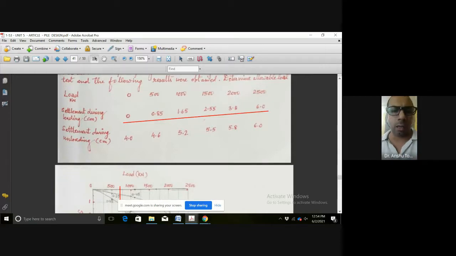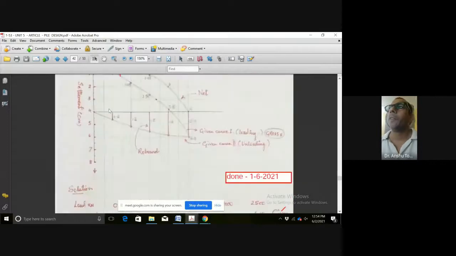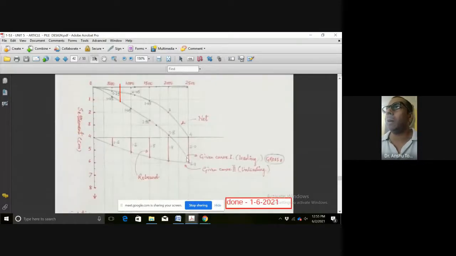The settlement during the loading curve will be considered as gross settlement, and during the unloading curve, that is you are removing the loading, then this curve is going to give. That means these values are those values, the soil has reverted back to the position after being initially disturbed.